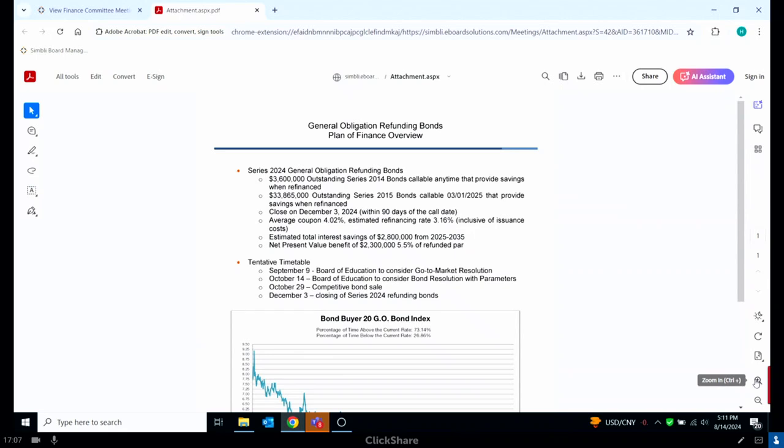The average coupon on the bonds that we're looking at refinancing is 4.02%. The estimated rate of refinancing those now is about 3.16. So estimated total savings are about 2.8 million between now and 2035. The present value benefit of that is about 2.3 million. But of course, the savings come each year over time.